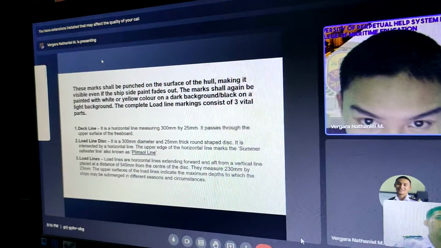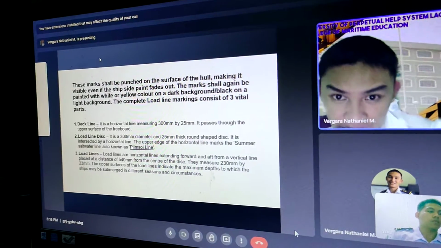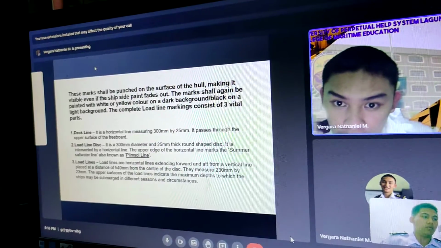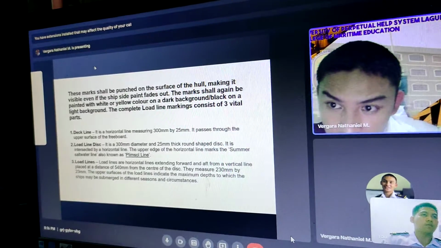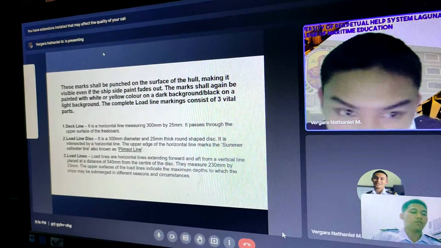These marks shall be punched on the surface of the hull, making them visible even if the ship's side paint fades out. The mark shall be painted white or yellow on a dark background, and black on a light background. The complete load line marking consists of three vital parts.